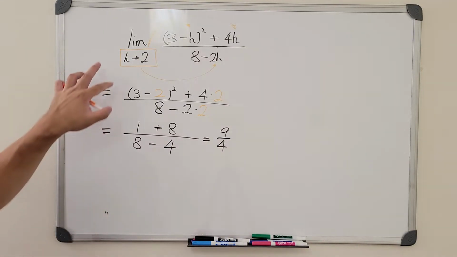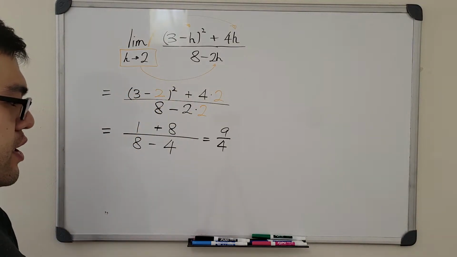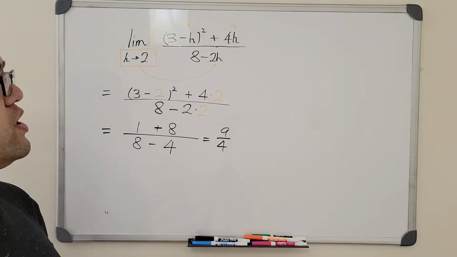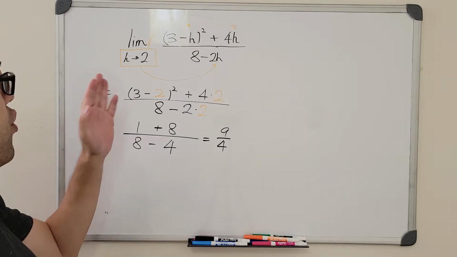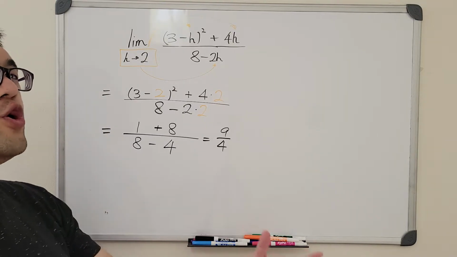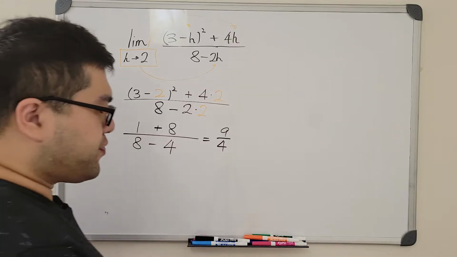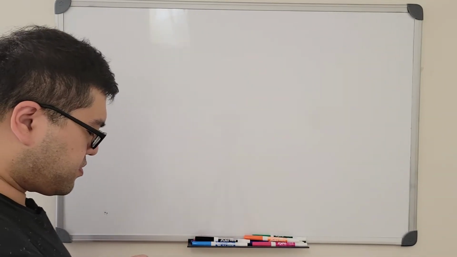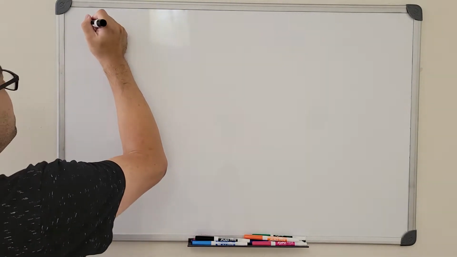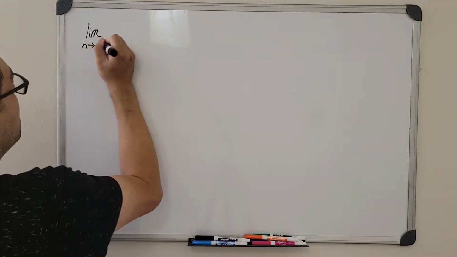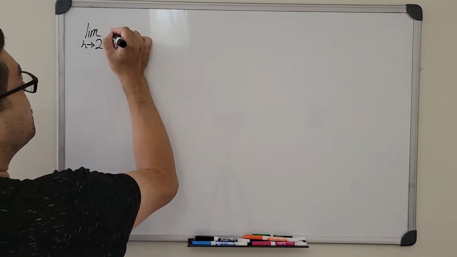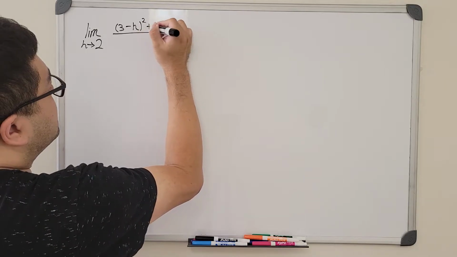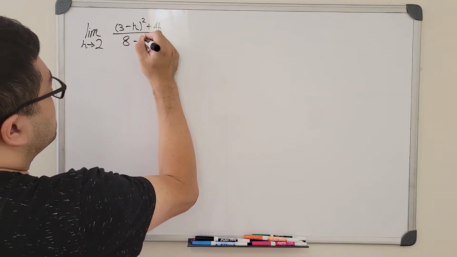Now, why are we allowed to do the substitution? Here is the question that perhaps most beginners might ask. What does it really mean when we say taking the limit, or when some variable is approaching some value? So here is the idea. Using the same example, when we say h is approaching 2, and we have something like 8 minus 2h.